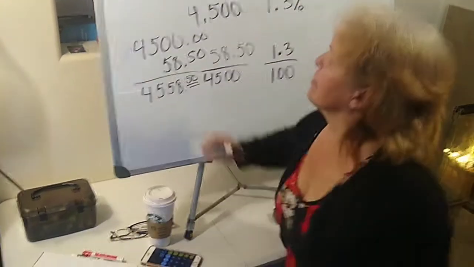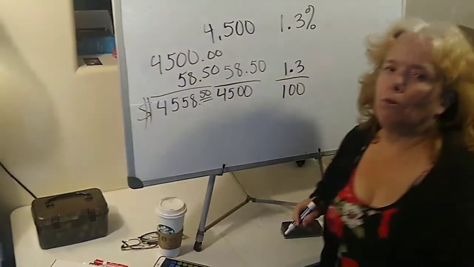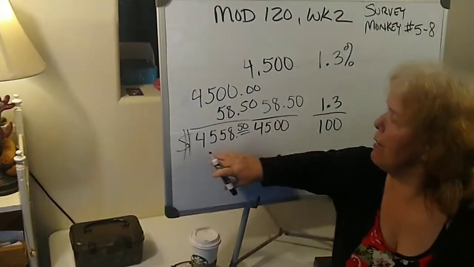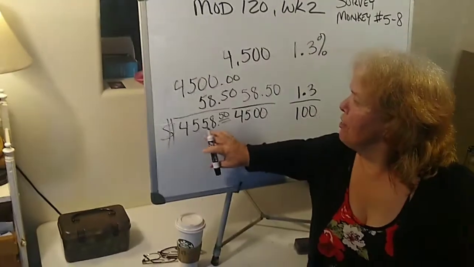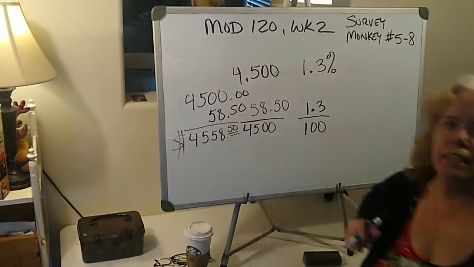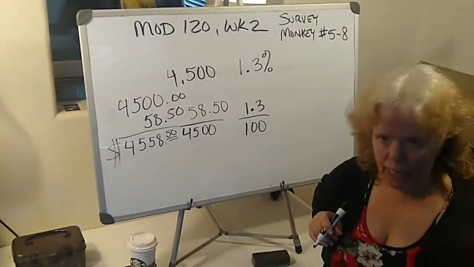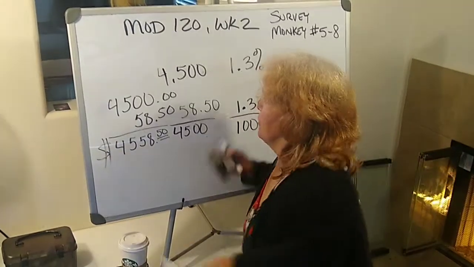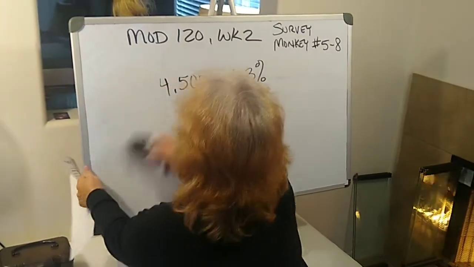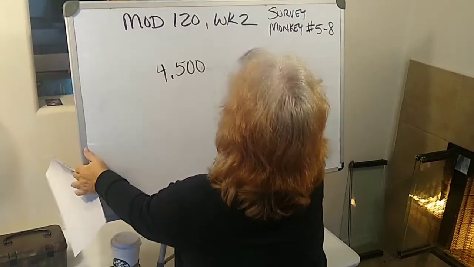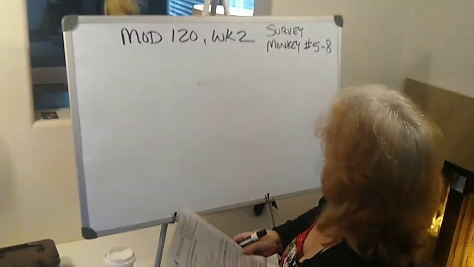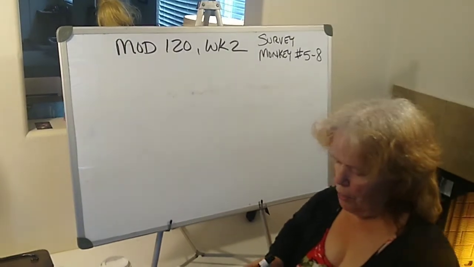$4,558.50 will be how much he has to pay back. $4,558.50 is how much he will have to pay back. Okay? So that was a two-stepper. All right, that was number 6. Number 7.